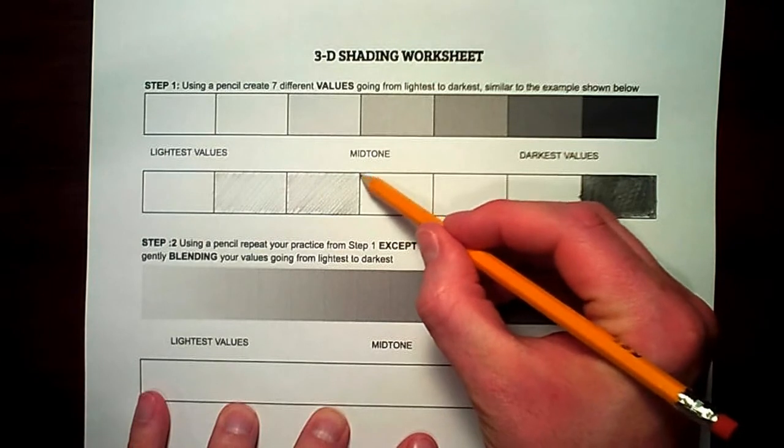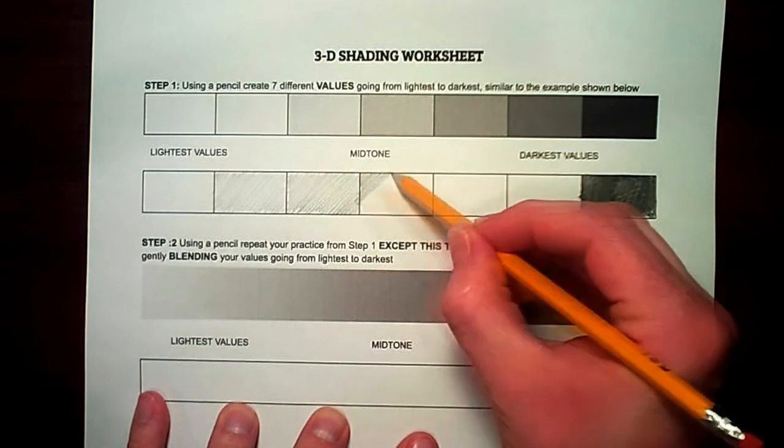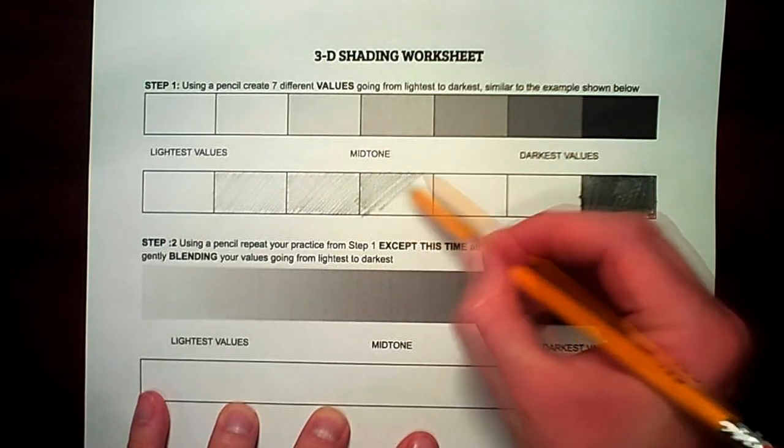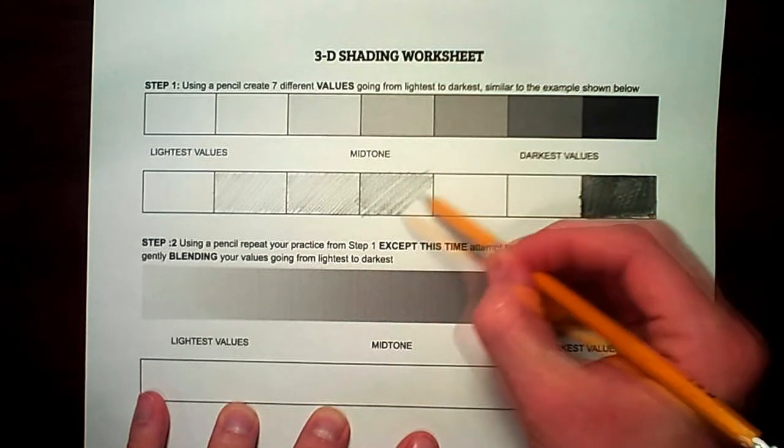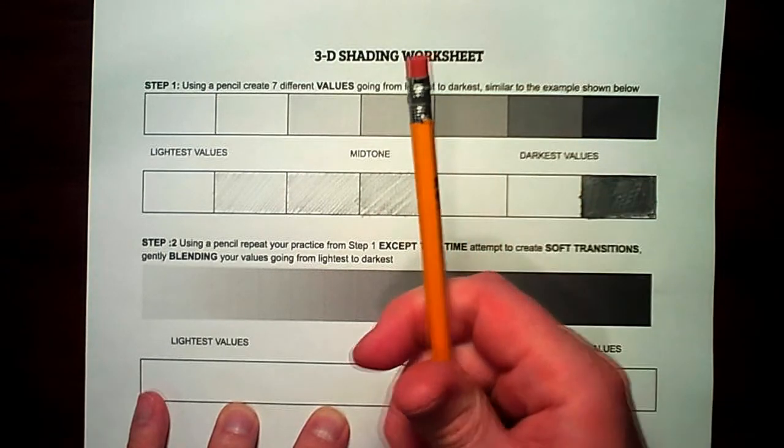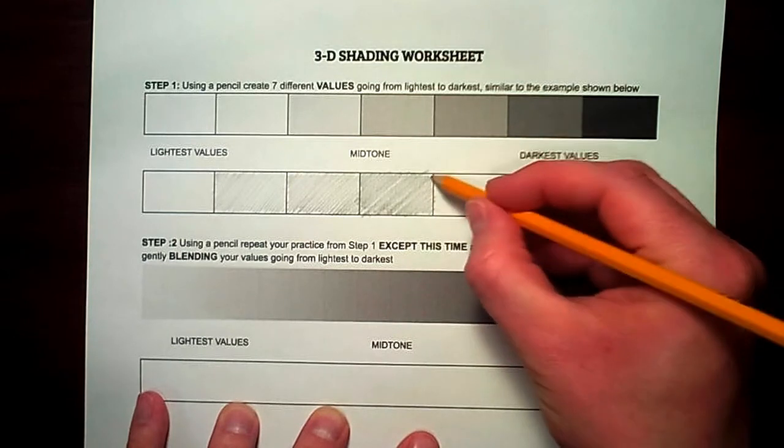I'm about halfway down my value scale. So this should be a good middle gray, a little darker than the box that came before it, similar to the example I provided you above. If you make a mistake, just go ahead and erase it.